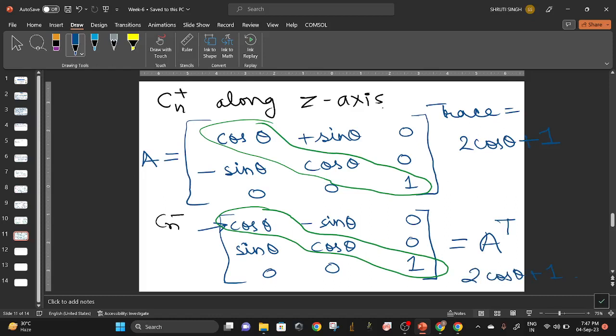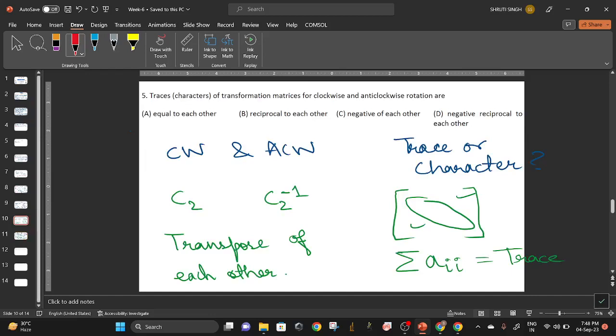Fine. So this actually gives you a general formula to calculate the trace or the character of any rotation by this Cn rotation. Suppose you have to find the trace of C3 rotation. So what will be theta here? 360 degrees by 3. So you put the value of theta as 120 degrees and then calculate, you will get the trace. So we got to know that traces or the characters for clockwise and anti-clockwise rotations are equal, because the diagonal element does not get changed even if we transpose the matrix.